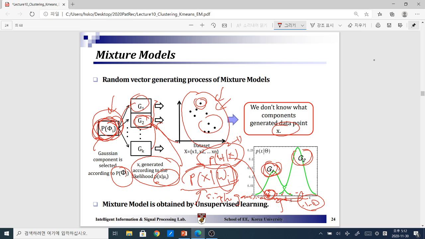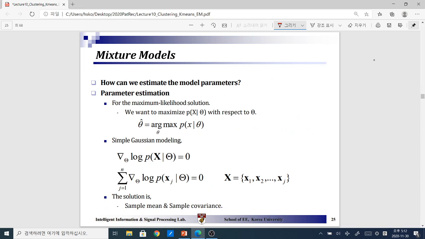So the mixture model is obtained by this unsupervised learning, where we try to assign the sample with this posterior probability. Rather than saying that it belongs to G1 or G2, we say what is the probability that this sample belongs to each, and we try to describe it in terms of probability.